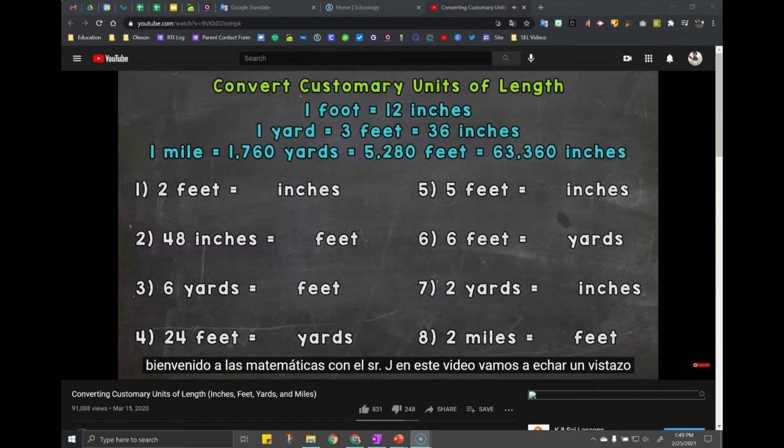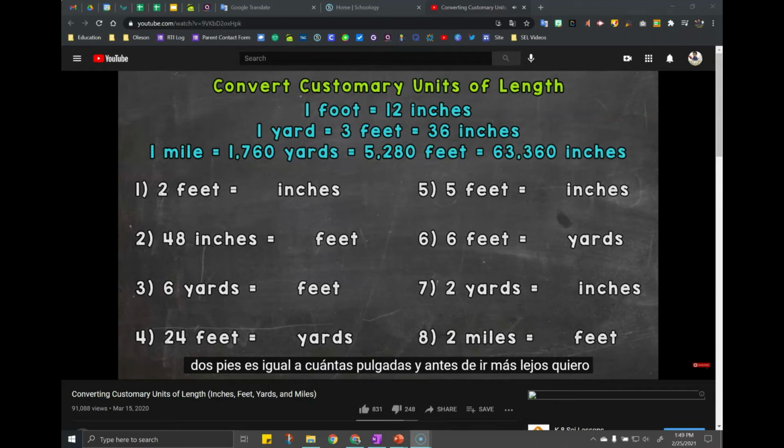In this video, we're going to be taking a look at converting customary units of length. And the units of length that we're going to be using are feet, inches, yards, and miles. And as you can see, there are 8 problems or 8 conversions that we're going to go through together in order to help you get this down. So let's jump right into number 1 here, where we have 2 feet equals how many inches.